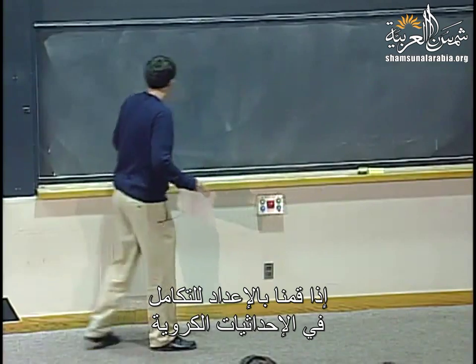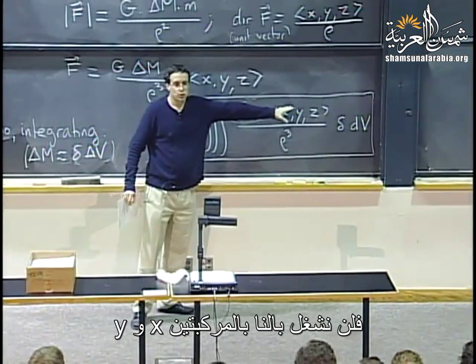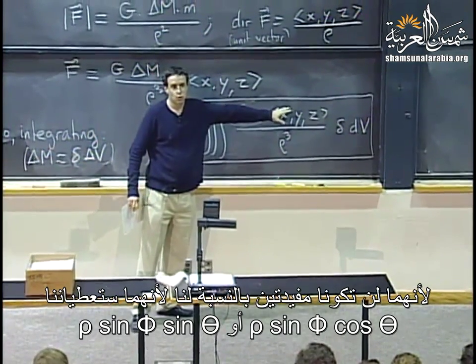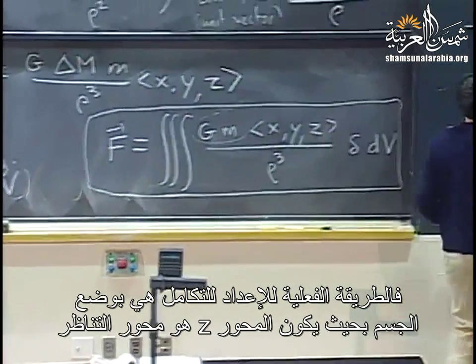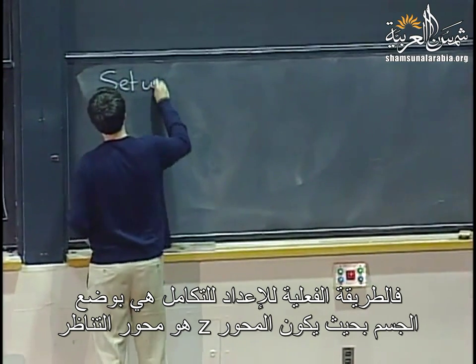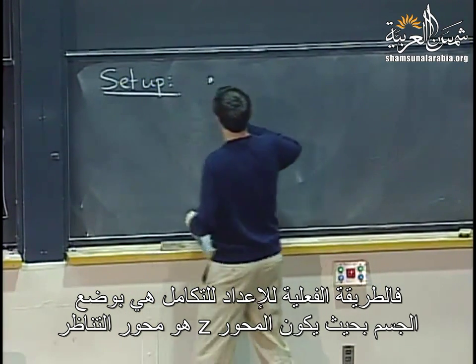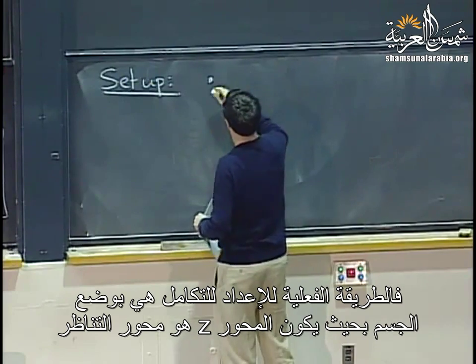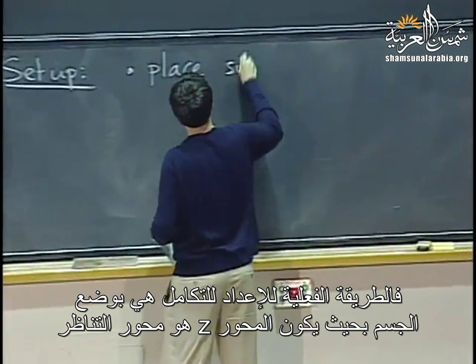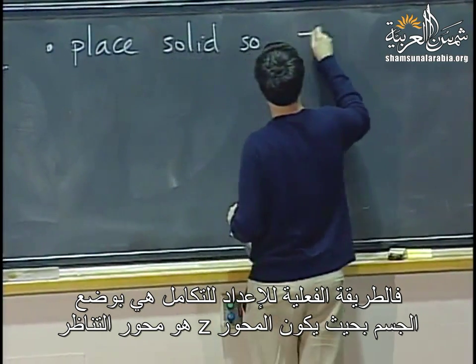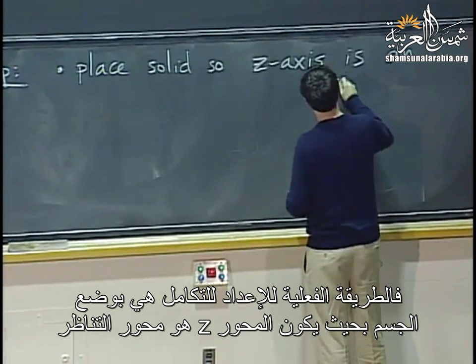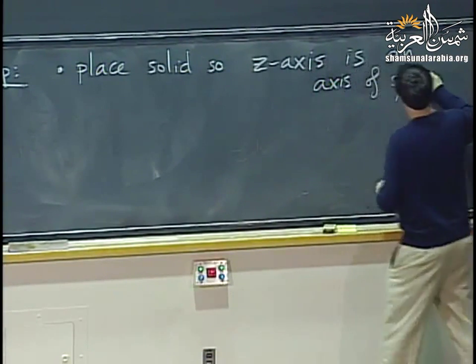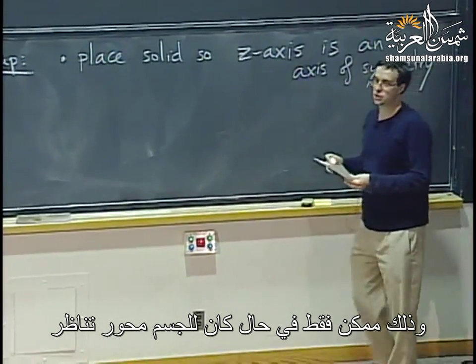And if we are going to do it in spherical coordinates, then probably we don't want to bother too much with x and y components, because those would be unpleasant. They would give us rho sine phi cos theta or sine theta. So the actual way we'll set things up is to place the solid so that the z-axis is an axis of symmetry. And of course, that only works if the solid has some axis of symmetry.